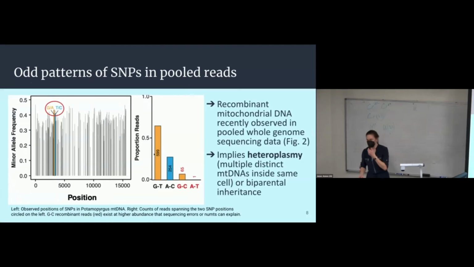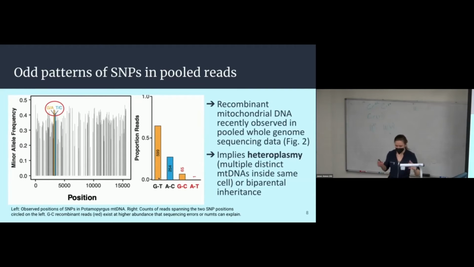So another reason that this is my species of study is that we've seen some really odd patterns of SNPs in pooled reads. So this chart here is the genome. Mitochondrial genomes are typically around 17,000 base pairs. So these are all the different positions on the mitochondrial genome. It's not unusual to have a couple different versions of SNPs, right? We have GA and AC, or GA and TC in this case.